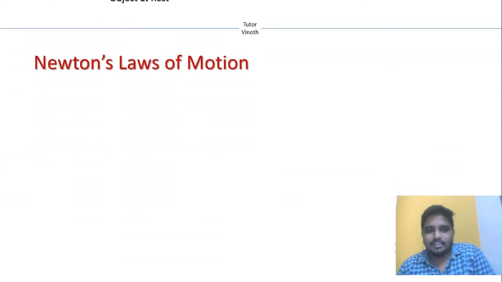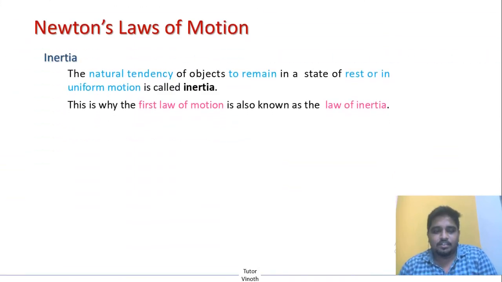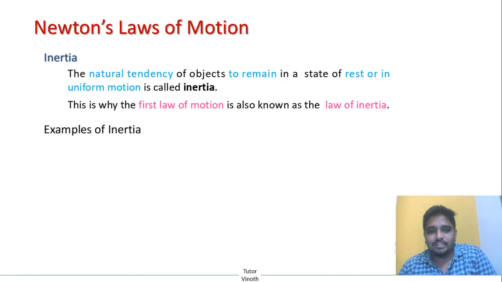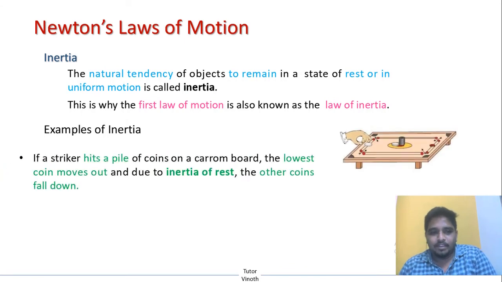See, next, inertia. The natural tendency of an object to remain in the state of rest or in uniform motion is called inertia. This is why the first law of motion is also known as the law of inertia. An example of inertia: if a striker hits a pile of coins on a carom board, the lowest coin moves out due to the inertia of rest and the other coins fall down.